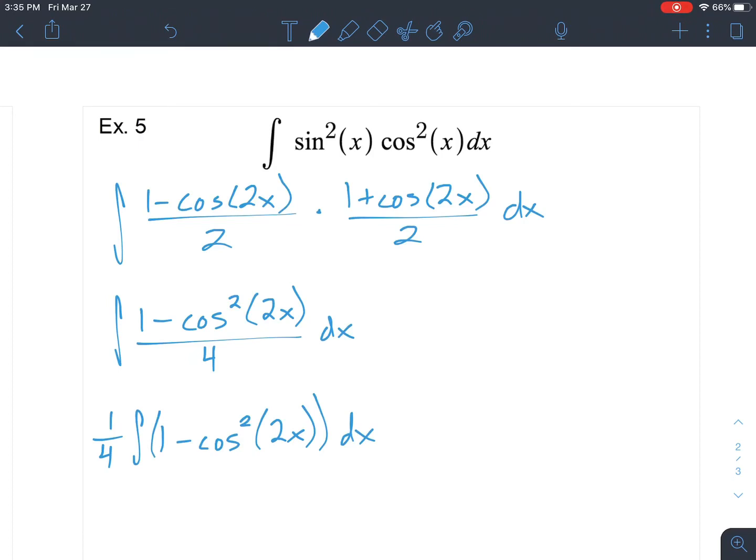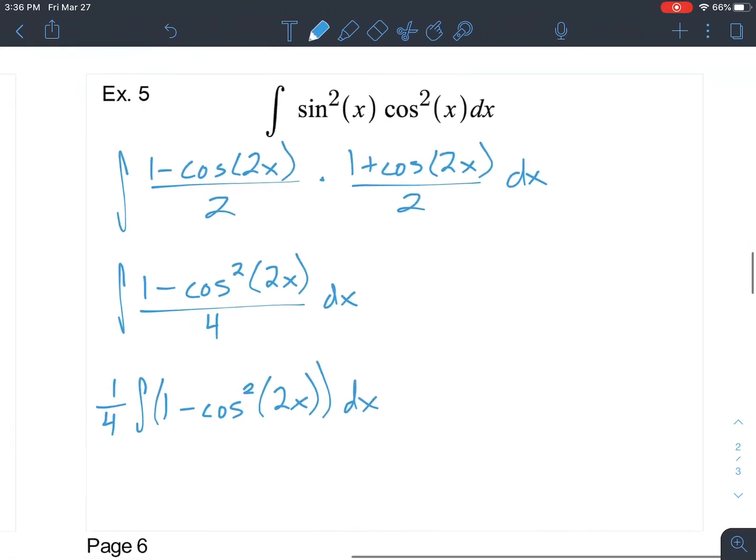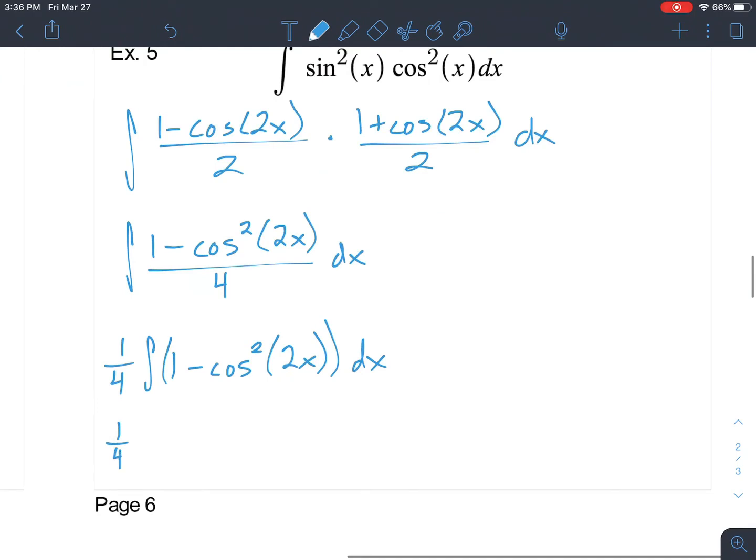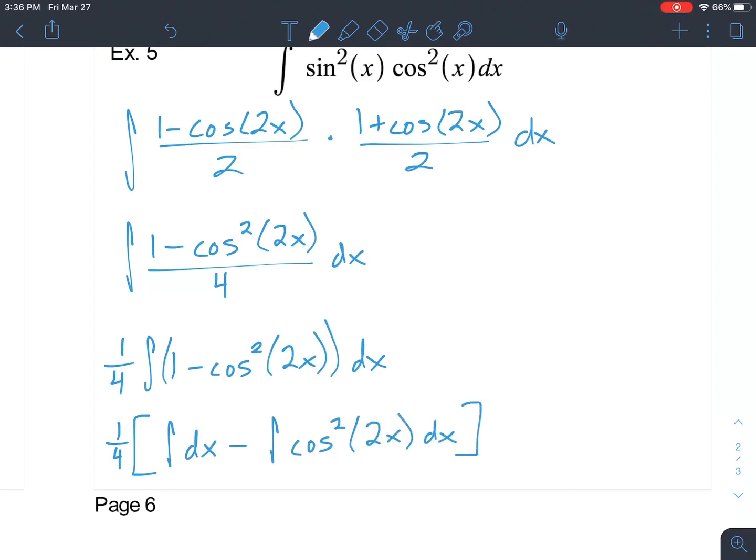And then we can also break this into two fractions. So now what we're going to have is 1/4 the integral of, that will be just 1 dx, minus the integral of cosine squared of 2x. So we're able to solve that first integral. That's going to be really easy. But then the second integral is going to be a little trickier.